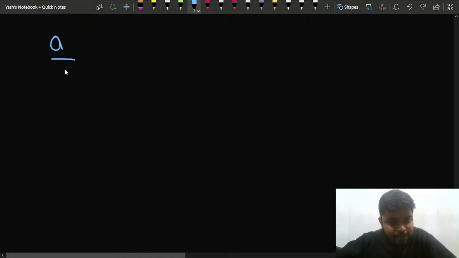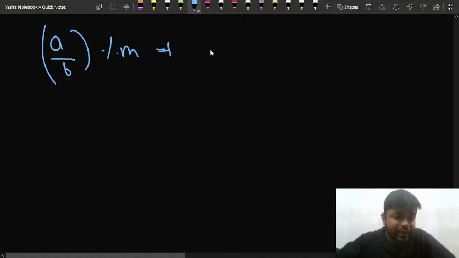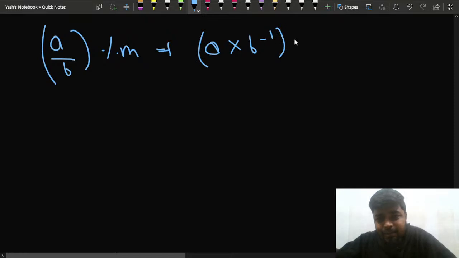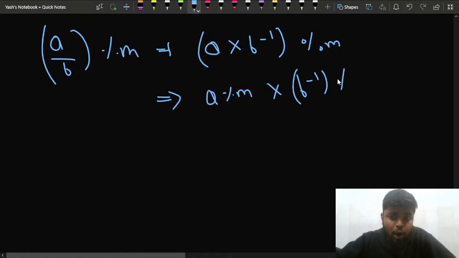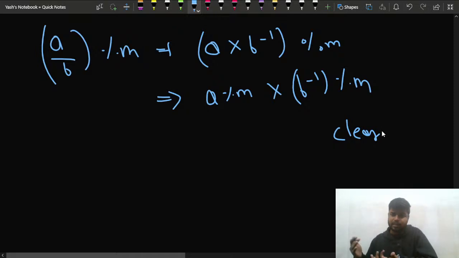So if you have a by b and you are doing mod m, how do you do it? You will not do it directly. You will do a into b to the power minus 1 and modulo it with m, right? Write it like this. After this, it would become a mod m into b to the power minus 1 modulo m. Please write in the chat if this part is clear, right? This is the part.